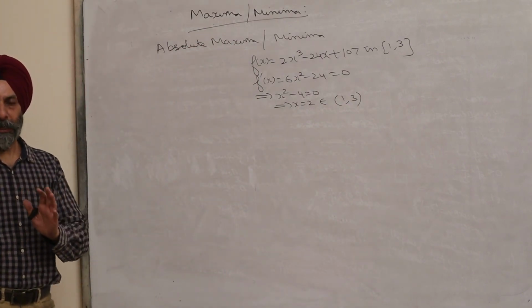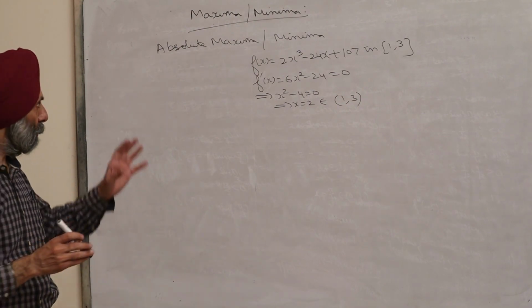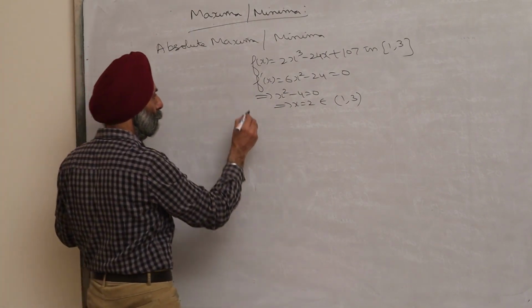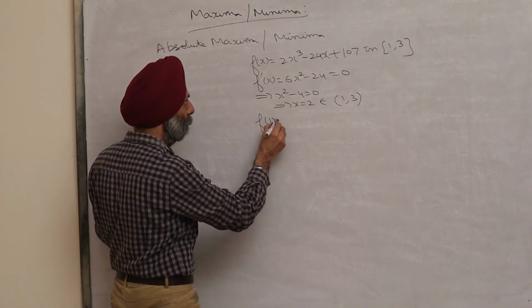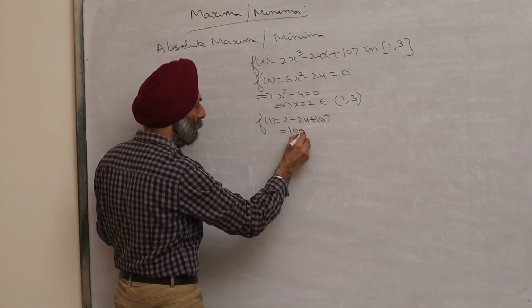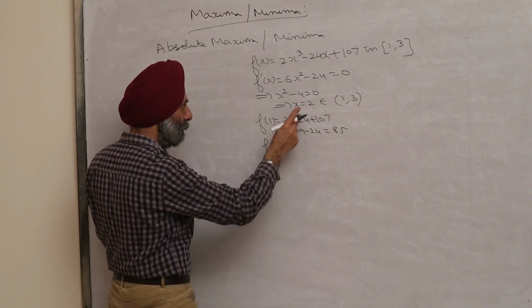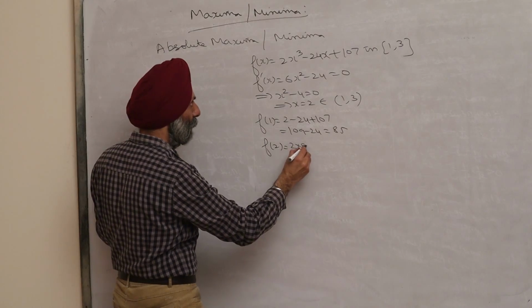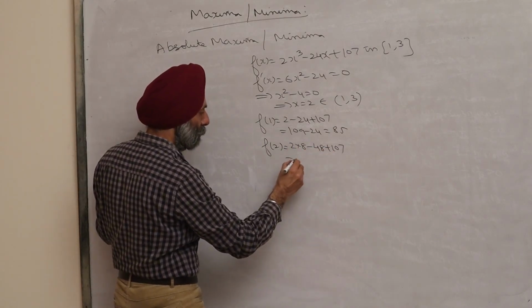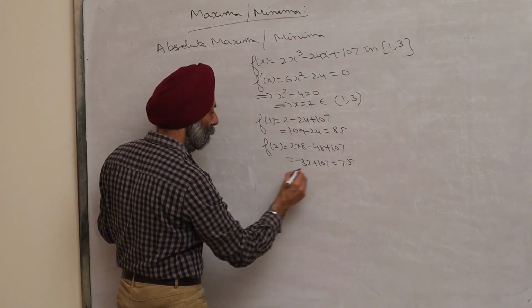Whenever the question is to find the greatest and the least value of the function, or the absolute maximum and absolute minimum value of the function, then what should be the next step? Find f of 1. 2 minus 24 plus 107, 109 minus 24, which is 85. Find f of 2, that is through the critical point. 2 into 8 minus 48 plus 107. How much is that? 16 minus 32 plus 107, which is 75.